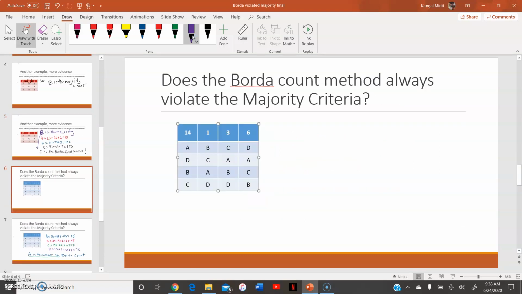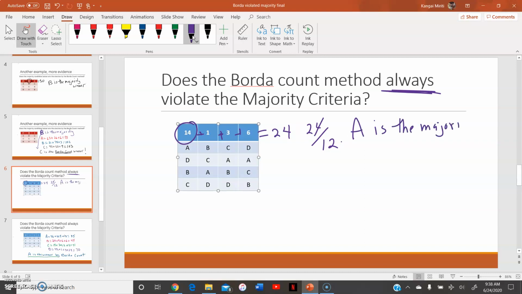So we've seen the Borda count method violate the majority criterion in two examples. So the question is, does the Borda count method always violate the majority criterion? Well, let's look at this election. This election has a total of 24 voters. Half of 24 is 12. So clearly A here is the majority candidate.